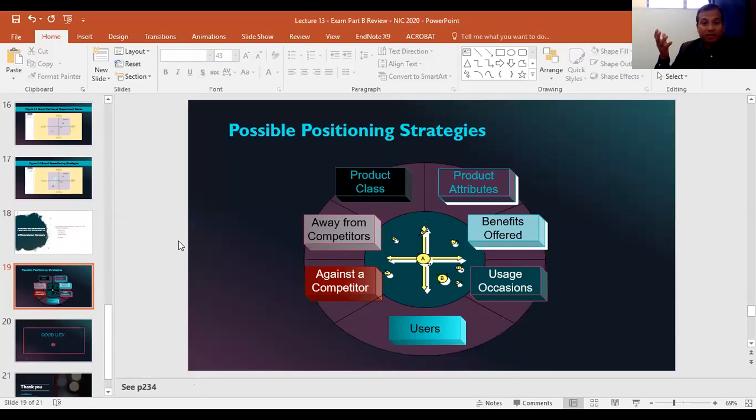These are the different elements of the positioning strategy, maybe in terms of product attributes, product class, benefits offered, uses, occasions, against the competitor. So you try to balance it, where it's a point of differentiation, what benefits you will offer which your competitors will not offer. So you can make an assumption over here. Maybe the cultural issues, local cultural aspects you can bring here.